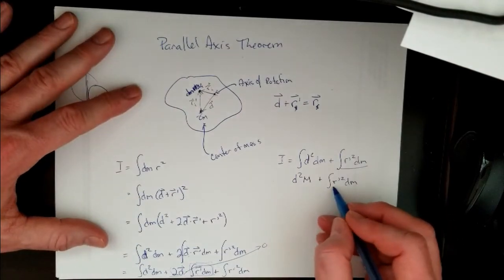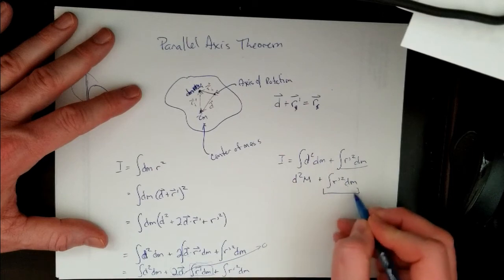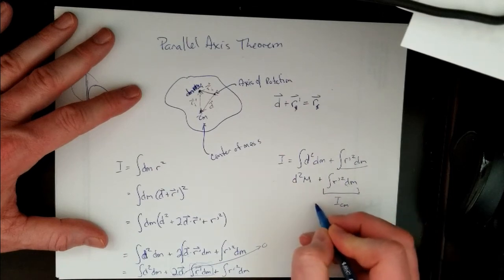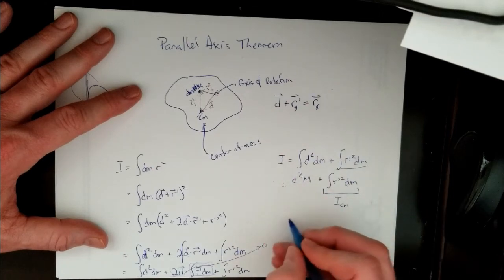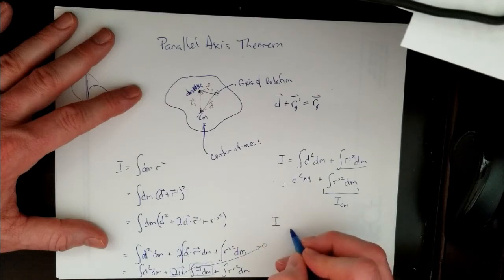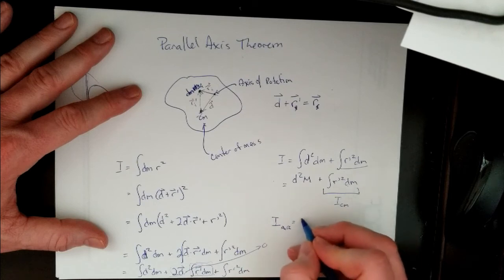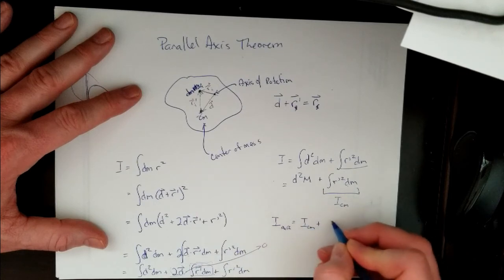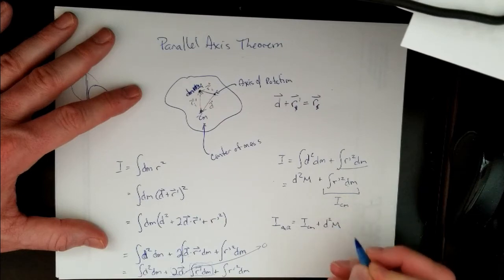And this integral of r prime squared dm is just the moment of inertia about the center of mass. So what we're left with is that the moment of inertia about some axis of rotation is equal to the moment of inertia about the center of mass plus the distance to the actual axis squared times the total mass.